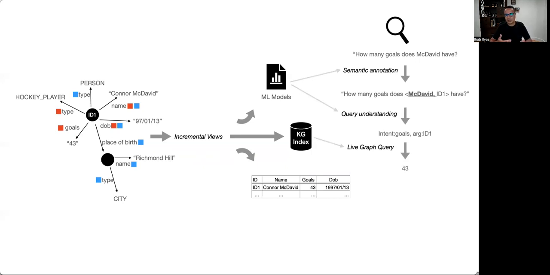So an example interaction would be, in this case, how many goals does McDavid have in a query? And the machine learning models will help us understand that natural language query and turn it into a structured lookup of the information in the graph. So I need to land on the correct McDavid.